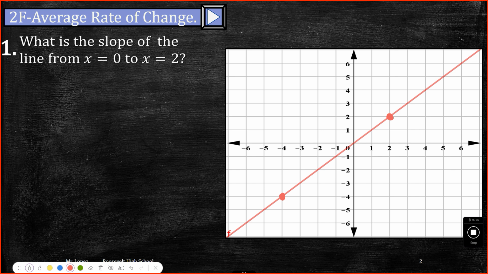If we're going to figure out what it is, how much am I going to go up? 1, 2, 3, 4, 5, 6. So I am rising up 6. And then how much am I going across? 1, 2, 3, 4, 5, 6. So what is 6 over 6? It's 1.